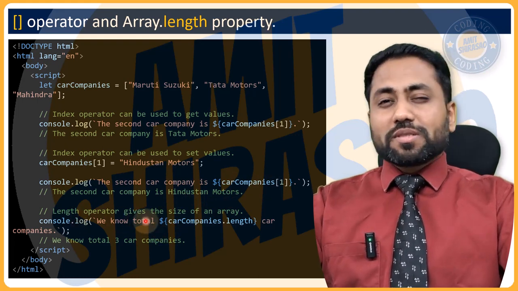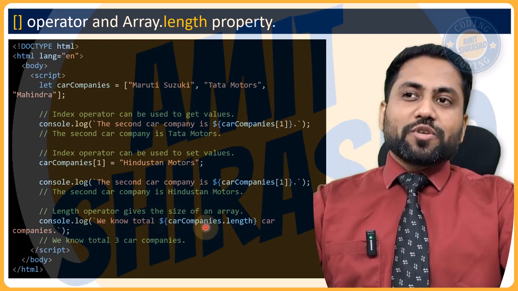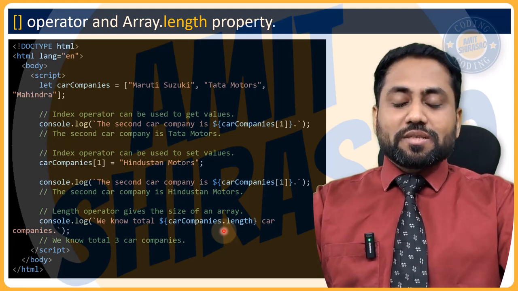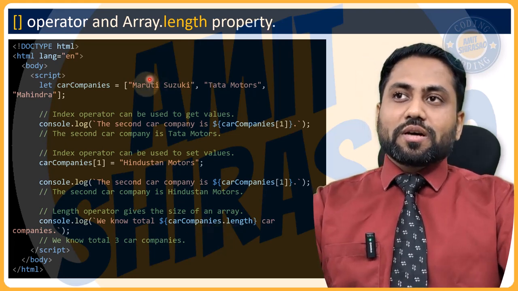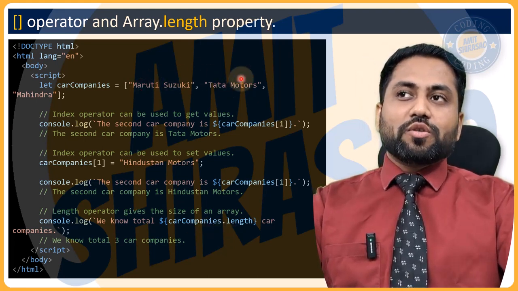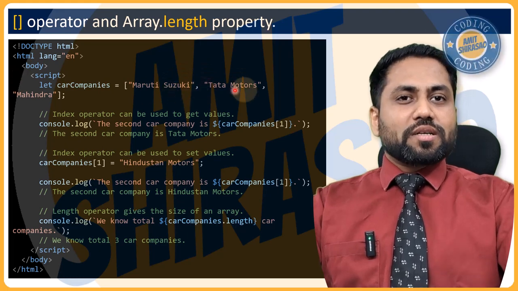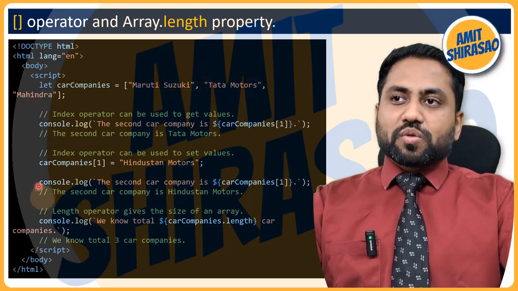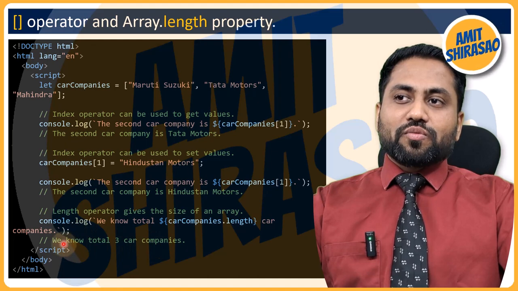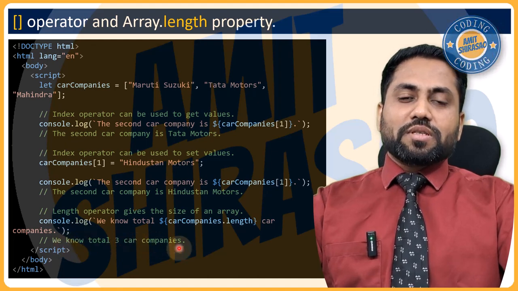Length property. Now what is this length property? The length gives the length of the array, that means the size of the array. So here how many elements are there in the array? 1, 2 and 3. Maruti Suzuki, Tata Motors and Mahindra. So the length is 3. So we know there are a total of 3 car companies.